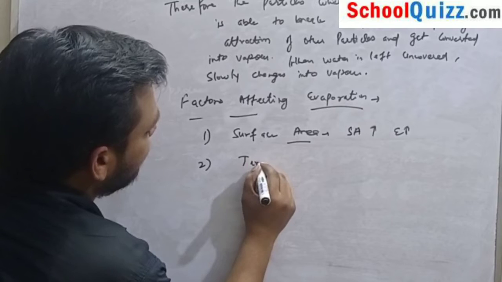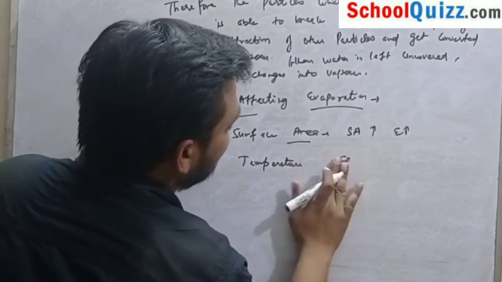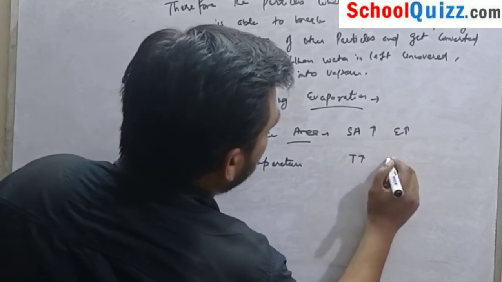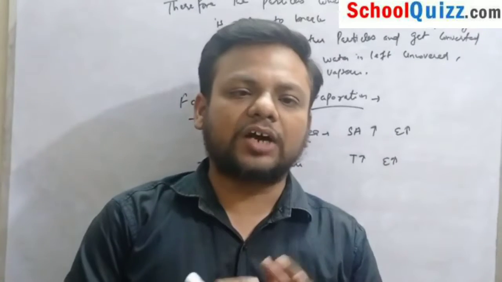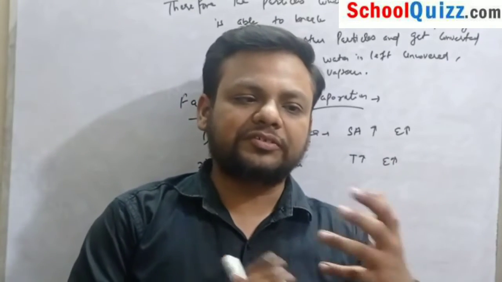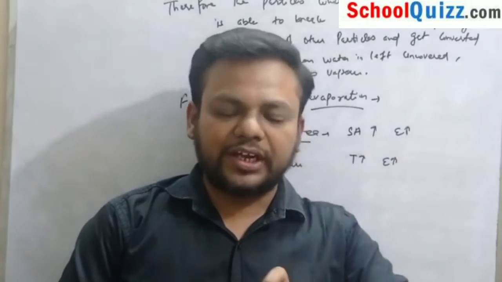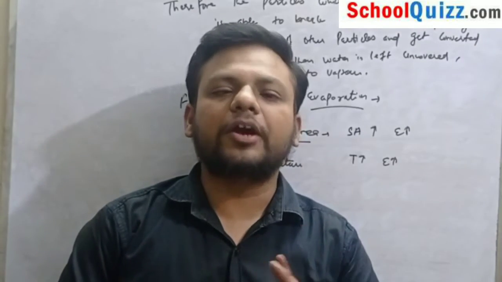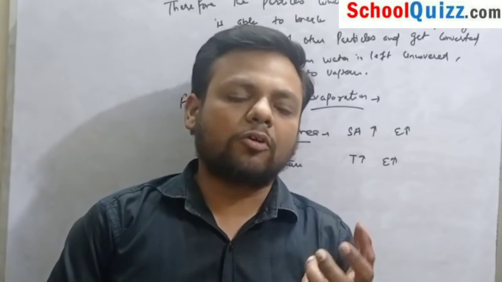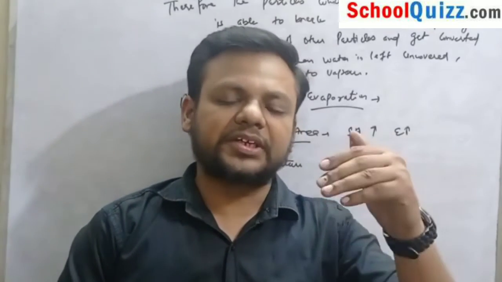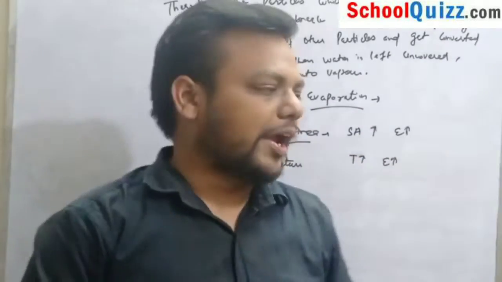Second one is temperature. As temperature is more, evaporation will be more. As you see, our wet clothes get dry in the summer very quickly as compared to in cold weather. It is because of temperature. If temperature increases, evaporation increases.